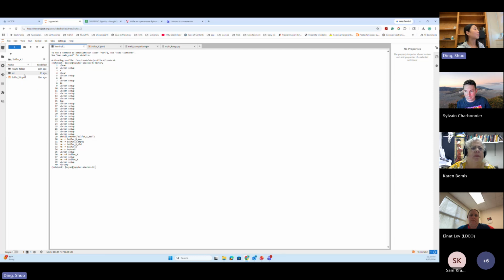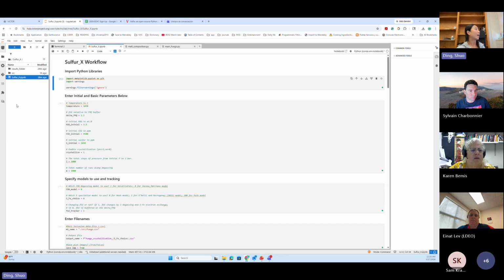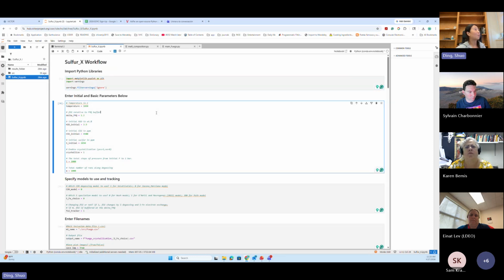So this is my SulfurX model, and now I can open this notebook. The first time before you ran anything, there's no results folder. But I tried to return it to how it was when installed. So now by looking at this, we can look at some of the main parameters that need to be input. So here are some basic parameters. Can I make this bigger? Maybe not. Okay.